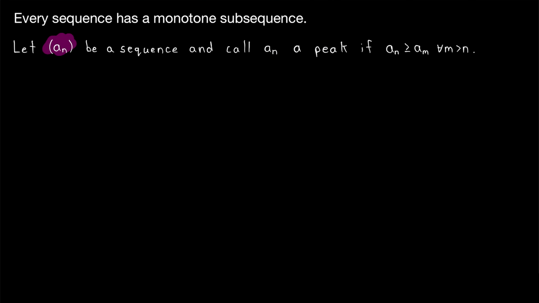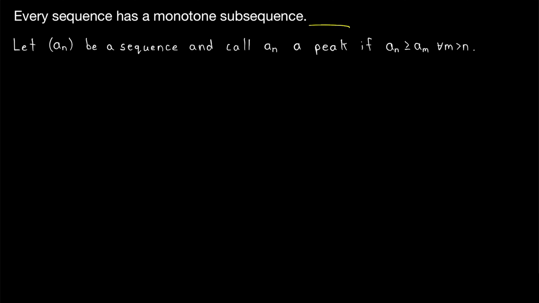We'll say, let a_n be our arbitrary sequence, and now we want to define this concept of a peak that's going to be so useful to us. We'll call a term a_n a peak if a_n is greater than or equal to all of the terms that come after it. So it's greater than or equal to a_m for every m greater than n. That's what makes a term a peak. And remember, this means if a term is not a peak, then it's less than some term that comes after it. So any term a_n that isn't a peak, we know there's some greater term that comes after it.